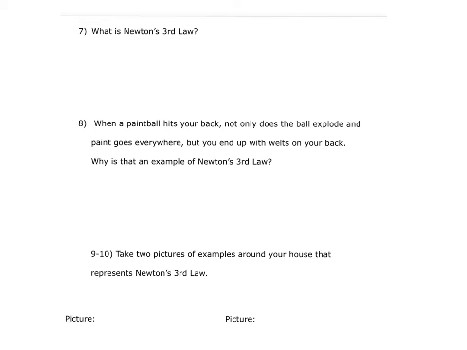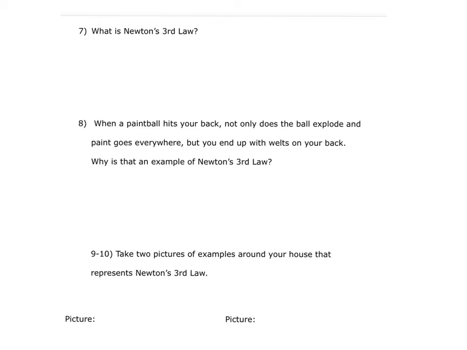It's because when the ball hits you, you get welts on your back. That's it hitting you. But you hit the ball right back, and that's the reason why it explodes and paints. If the paintball wasn't getting hurt, it would never have exploded. And if you didn't get hurt, you never would have gotten a welt. So the equal and opposite reaction is that the ball hits your back, but your back hits the ball.